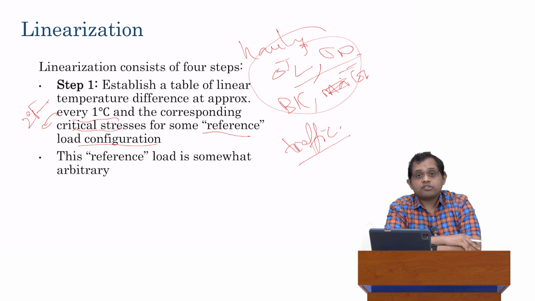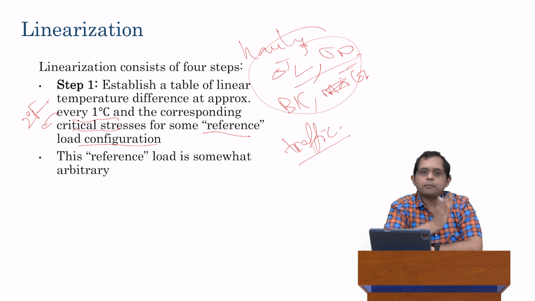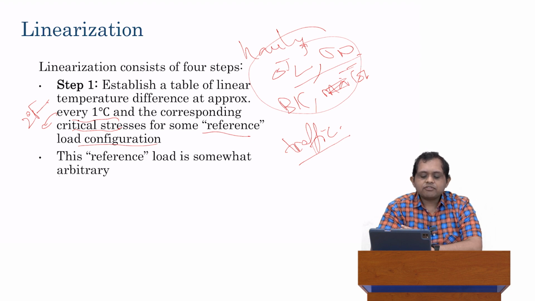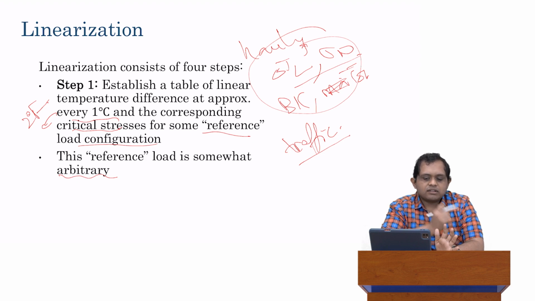So as I said, this is a pre-processing step. It does not depend on the actual traffic, nor does it depend on the actual temperature distribution. This is done completely separate of the actual problem that we are solving. So first of all, we don't look at the actual temperature difference. We choose some discrete values at every 1 degree Celsius. We choose some discrete values of some linear temperature difference. Then we also take some reference traffic. I'll show you in a second what the reference traffic is, but to keep in mind, the reference type of load is essentially an arbitrary choice. It's not a bad choice per se, it is fairly representative, but it is more or less arbitrary. So the reference load is somewhat arbitrary.